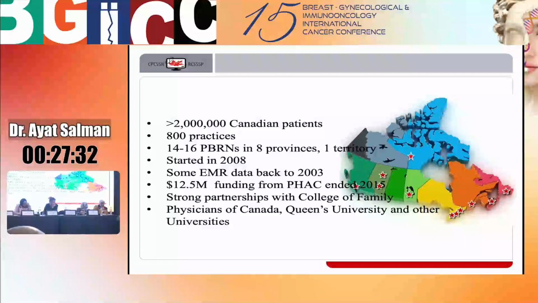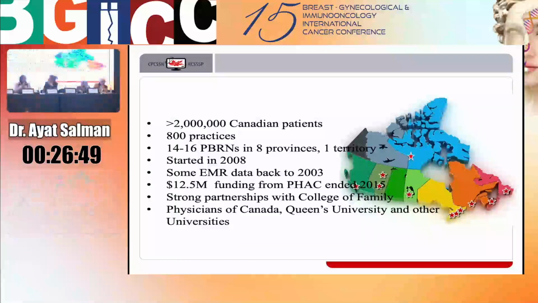We represent actually 14 to 16 primary care-based research and learning networks, representing 8 provinces and 1 territory. I do mention here 14 to 16 because we do have 2 new networks that have been added, one in Saskatchewan and one in the Northwest Territories, as well as a new practice-based research network located with the Canadian Correctional Services. So we are following up incarcerated patients who are being followed by primary care physicians in Canada.